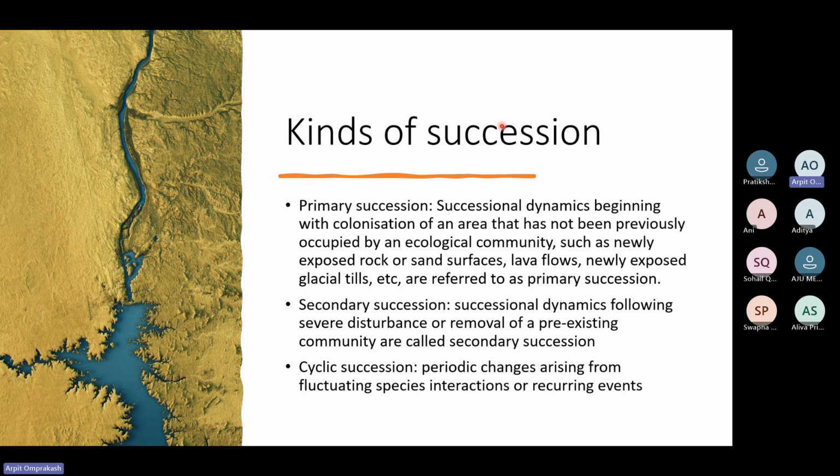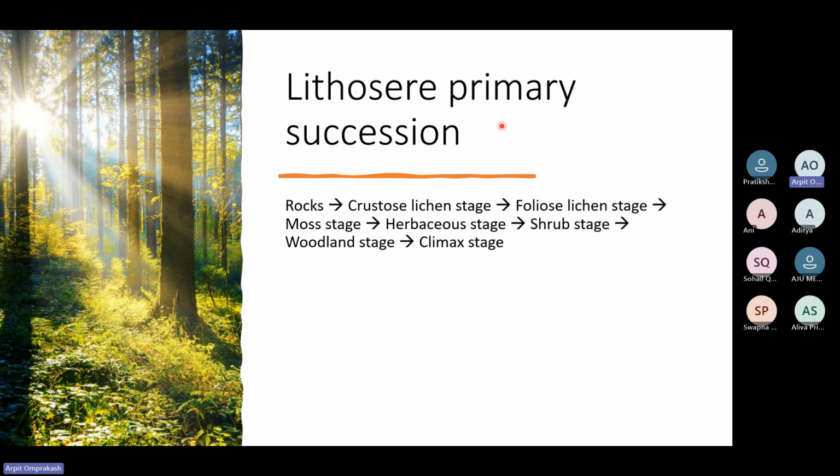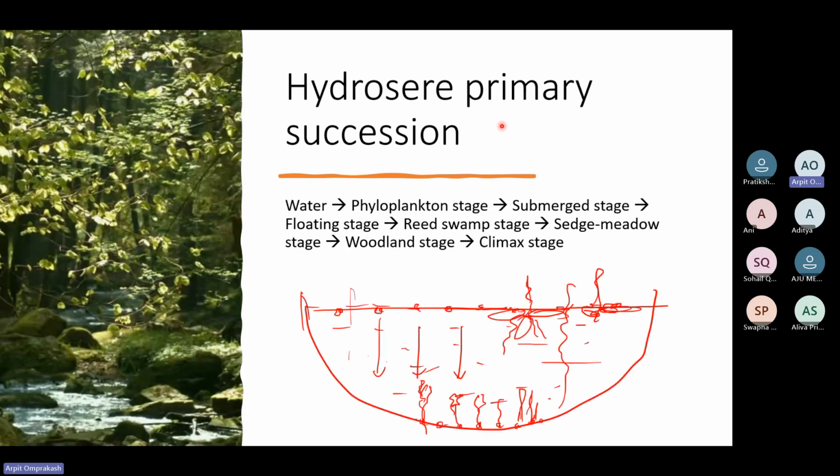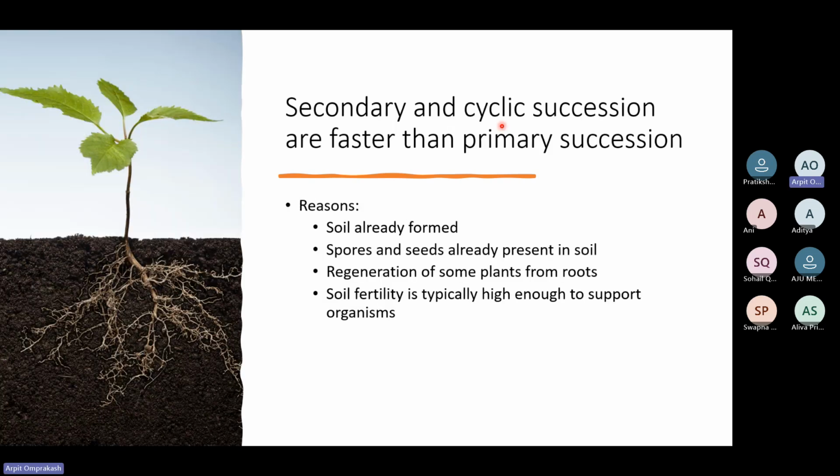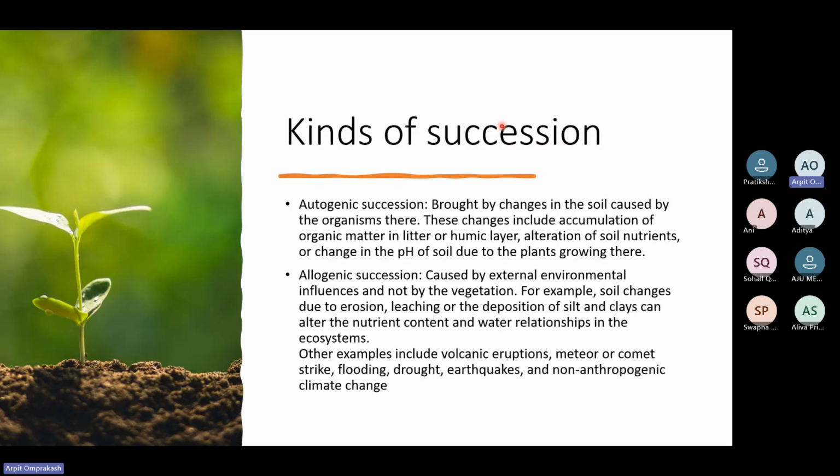Primary succession is the inhabitation of an area that has never been previously occupied by an ecological community. Secondary succession is succession following a severe disturbance or removal of a pre-existing community. Cyclic succession happens periodically, for example, if there are forest fires every year, or people are cutting down trees every two to three years. Then we talked about some examples of primary succession in different spheres. Secondary and cyclic succession are faster than primary succession because spores and seeds are already present, soil is already formed, regeneration is there from the roots of the plants, and soil fertility is typically high enough.